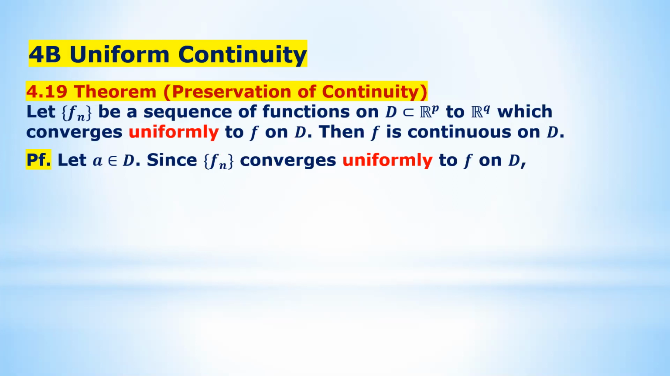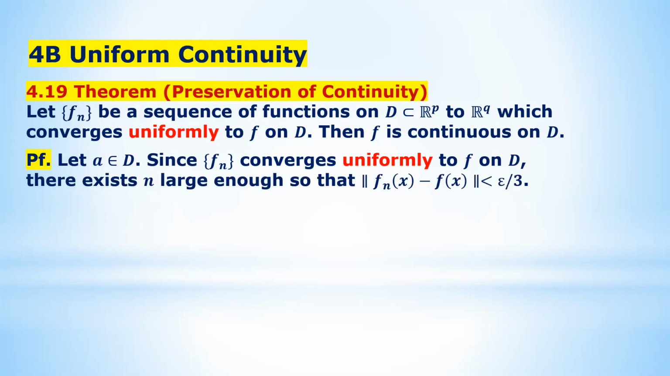Now, since Fn is converging uniformly to F, for n large enough, based on our definition, the |Fn(x) minus F(x)| can be less than any given number uniformly. That means this inequality should hold for all x. Technically, I need to choose this less than epsilon divided by 3.